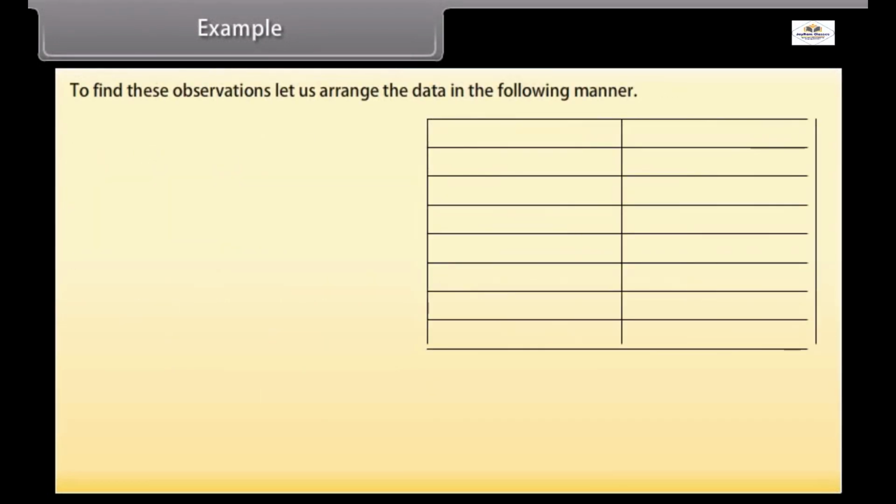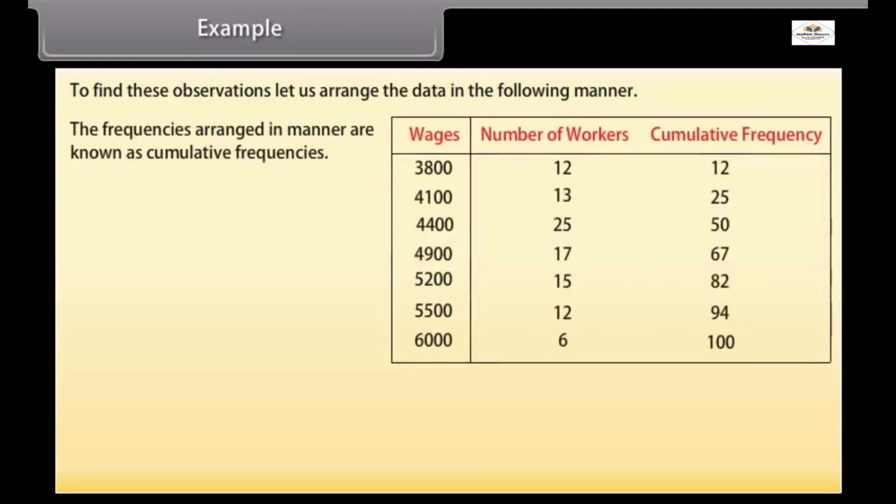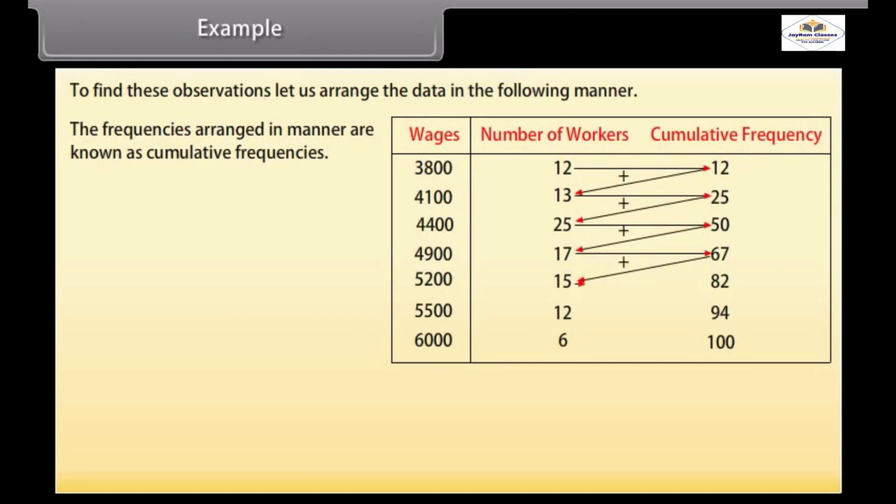To find these observations, let us arrange the data in the following manner. In this, we have written the total number of workers who are taking wage up to 3800, up to 4100, up to 4400, up to 4900, up to 5200, up to 5500, up to 6000. The frequencies arranged in above manner are known as cumulative frequencies. The table shown tells you how to calculate the cumulative frequency column quickly.